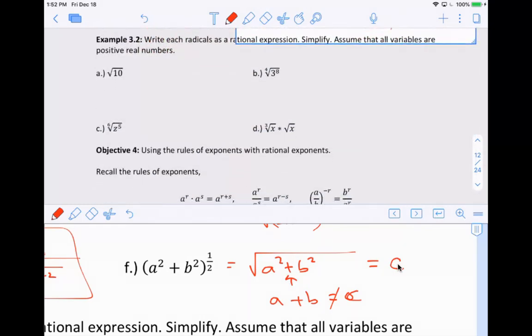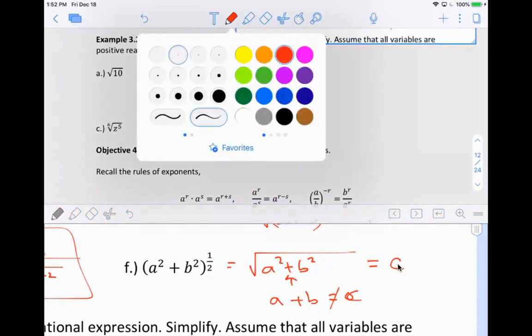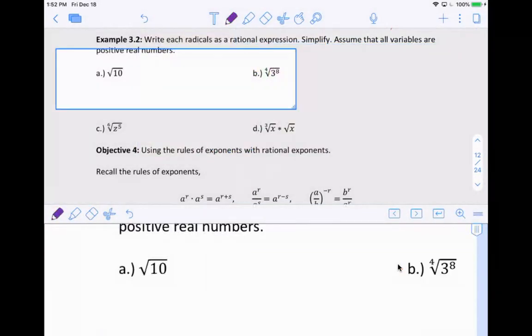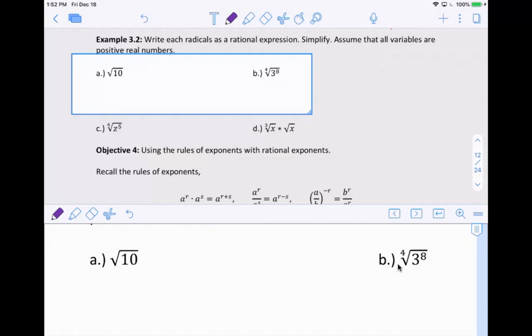Okay, let's go backwards now. Let's see if we can write the rational exponent from the radical expression. So let's write this exponent here. Well, the base would still be 10, right? But what power is on it now? There's a 2 here in the index, so 1/2 would be the power.